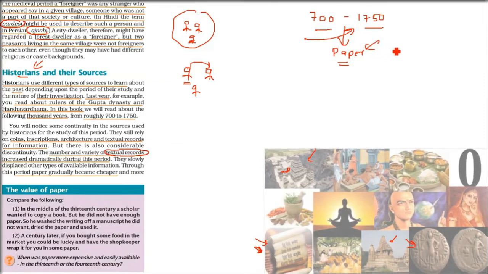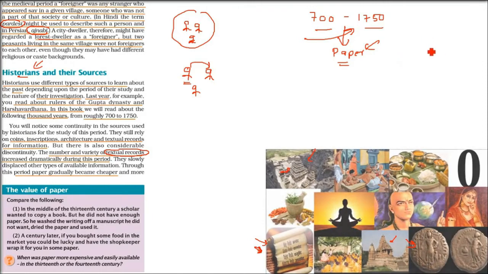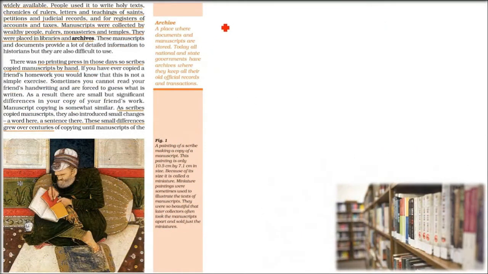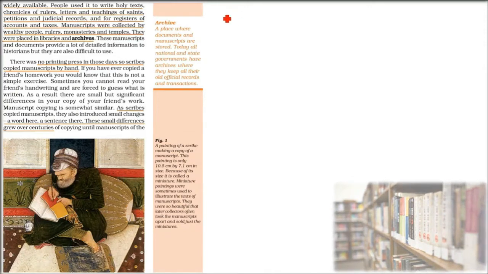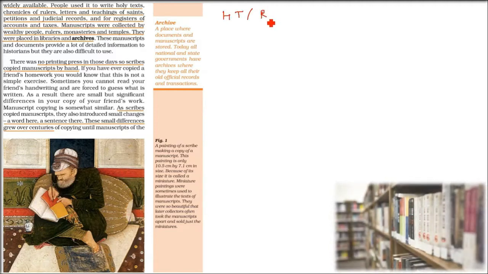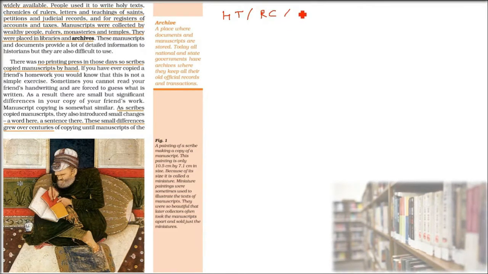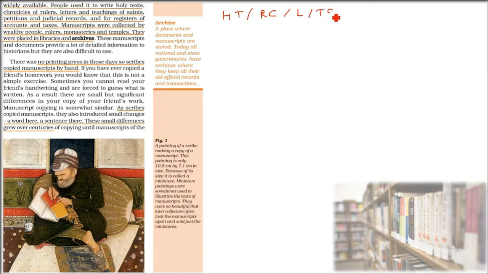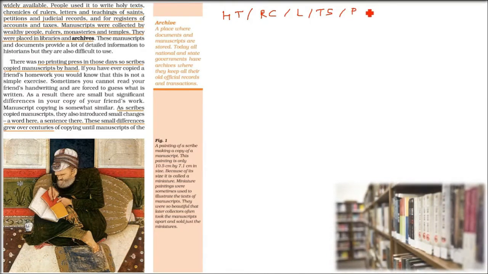Paper got easy. If you remember, in China, Cai Lun invented paper. From there it went to Korea, then Japan, then Baghdad, and from Baghdad it came to India. So people started using paper. They were writing holy texts, the chronicles of big rulers or leaders, and the letters and teachings of different saints or respected people at that time. And then petitions, teachings, and judicial records.